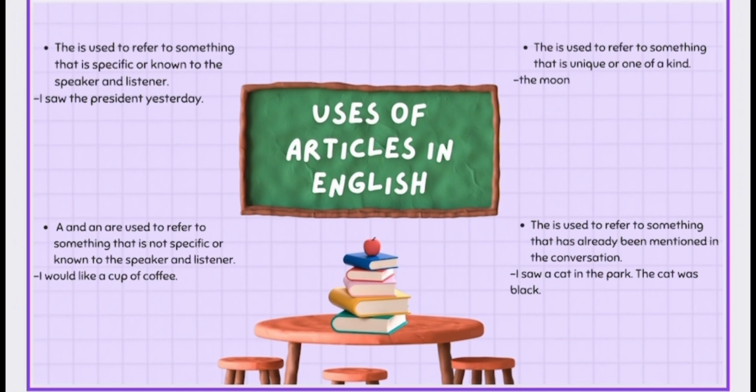The is used to refer to something that is unique or one of a kind, the sun for example. The is also used to refer to something that has already been mentioned in the conversation. I saw a cat in the park. The cat was black.